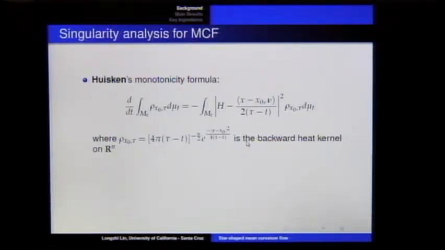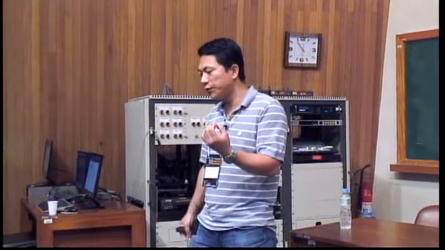To understand this functional, you can think about, for example, the backward heat kernel, which focuses, converges to a point. For example, the mass or the energy actually concentrates at a point. So when the mean curvature flow develops a singularity, the area concentrates to a point. Along the backward heat kernel, if the area concentrates to a point, then it should develop a singularity.